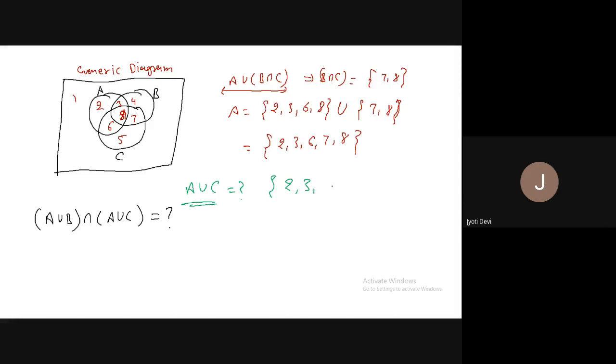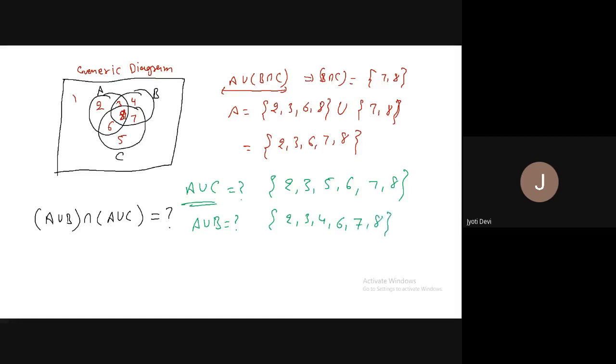Any other student? 2, 3, 5, 6, 7, 8. Okay. A union B: 2, 3, 4, 6, 7, 8. Good, very good.